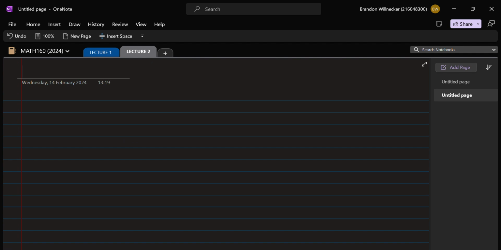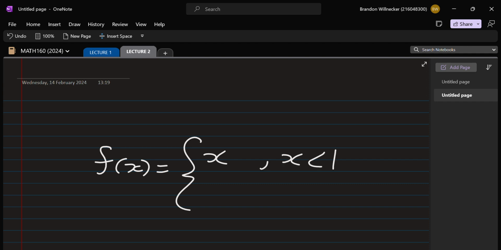Okay, but it's the same idea, right? So whatever function you're given, here f of x is equal to, again, we have the open brace, and this is where we list the rules on each part of the domain. So here we have x when x is less than 1, and again, strictly less than 1, we do not include it. 1 is not part of that first rule. So on that subdomain for the first part, there is no 1, not there.